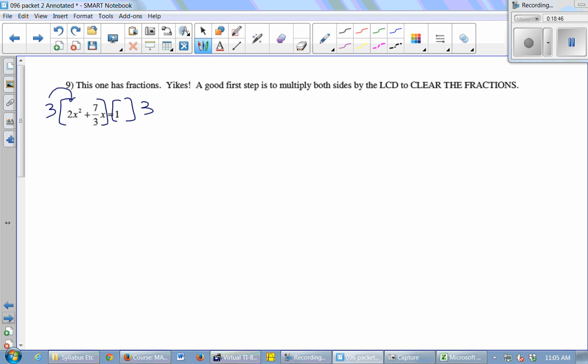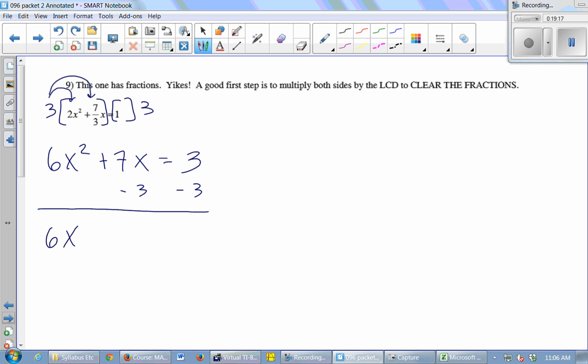3 times 2x squared, what is that? 6x squared. And then I have to do 3 times 7/3. What is that? 7x. And then on the other side of the equation, I have 1 times 3, which is 3. Okay. Am I ready to apply the quadratic formula? Why not? I need one side to be 0 to use the quadratic formula. So the first thing I have to do is subtract 3 from both sides.